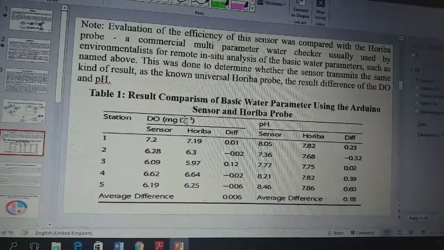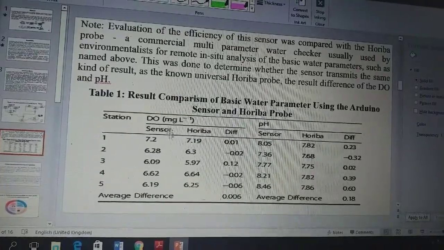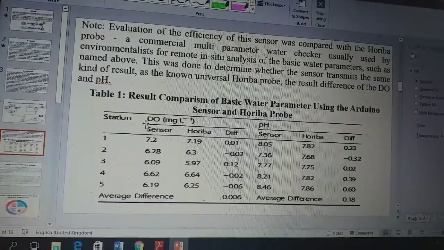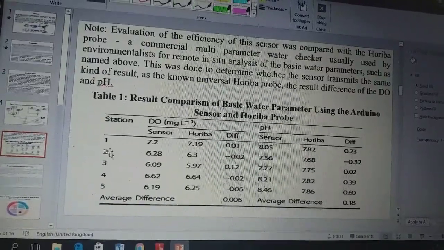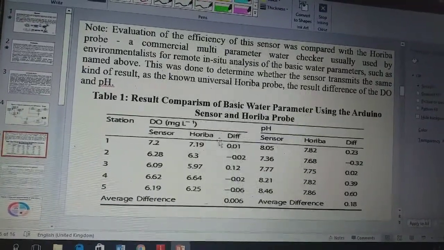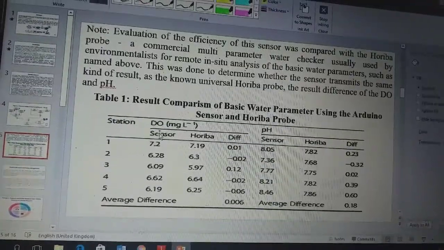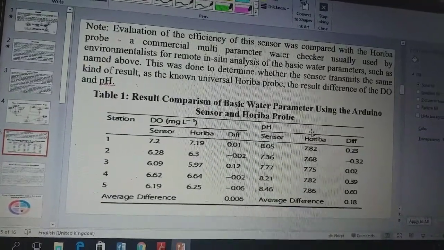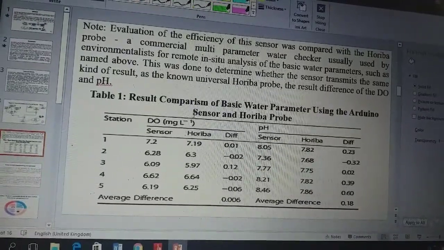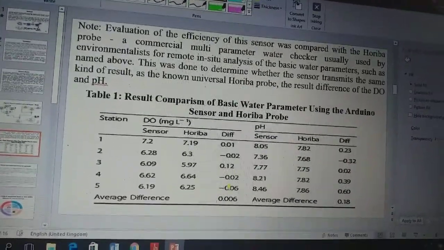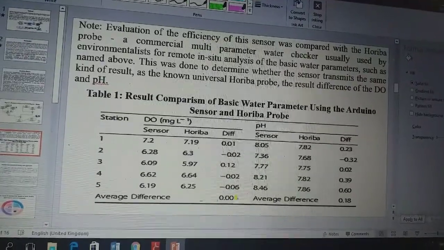So when they carried out an analysis on the measurement of the DO in a particular water sample, using these IoT sensors and the HORIBA probe, which is a traditional method, they found out that actually the sensor is very effective because they had just slight differences.